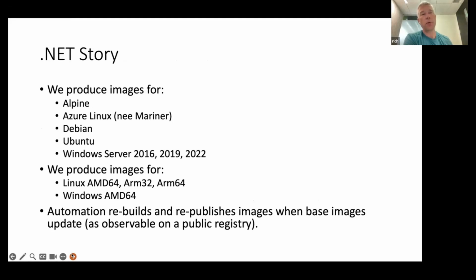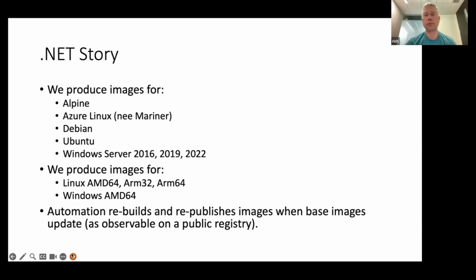And then in terms of what we do for .NET, we produce several varieties of images. We produce them for Alpine, Azure Linux, Debian, Ubuntu, and then several variants of Windows Server. And then we produce them for AMD64, ARM32, ARM64. AMD64 is the same as x64, but in container land, we use this AMD64 nomenclature.